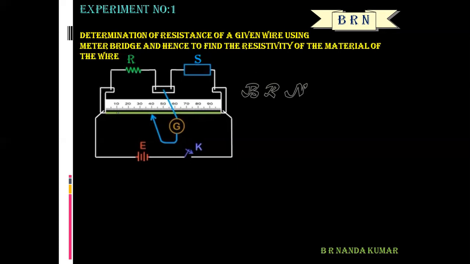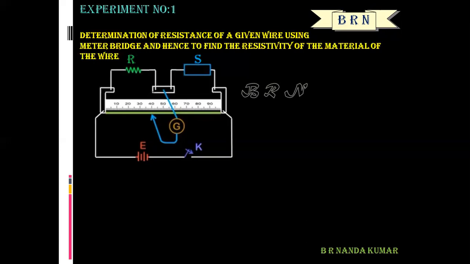So this is the circuit diagram. What is the meaning of meter bridge? A meter bridge is a practical form of Wheatstone's network. What is the meaning of Wheatstone's network? Wheatstone's network is an arrangement of four resistances in the form of a quadrilateral, used for measuring one unknown resistance in terms of three known resistances, right?